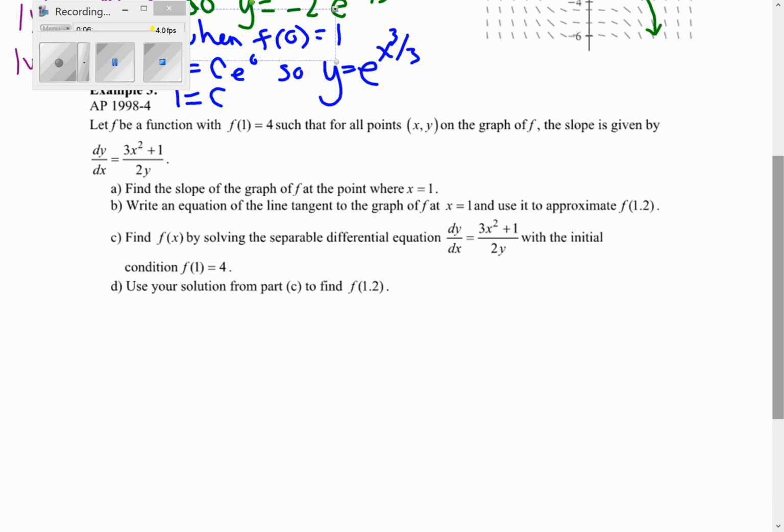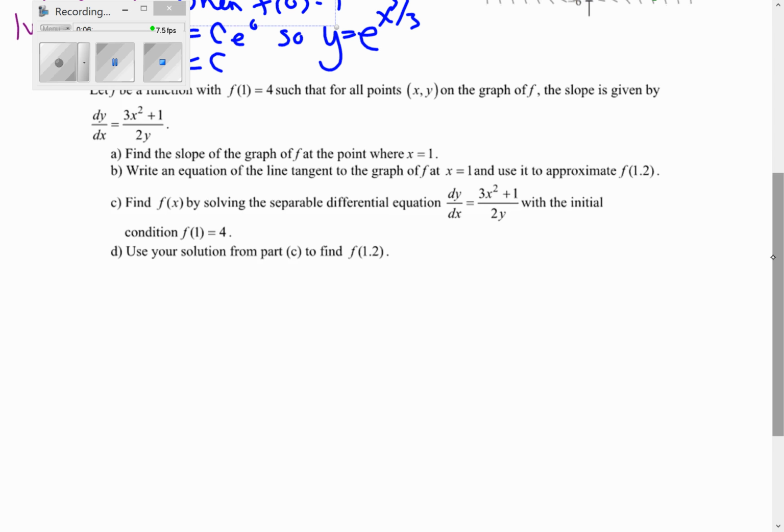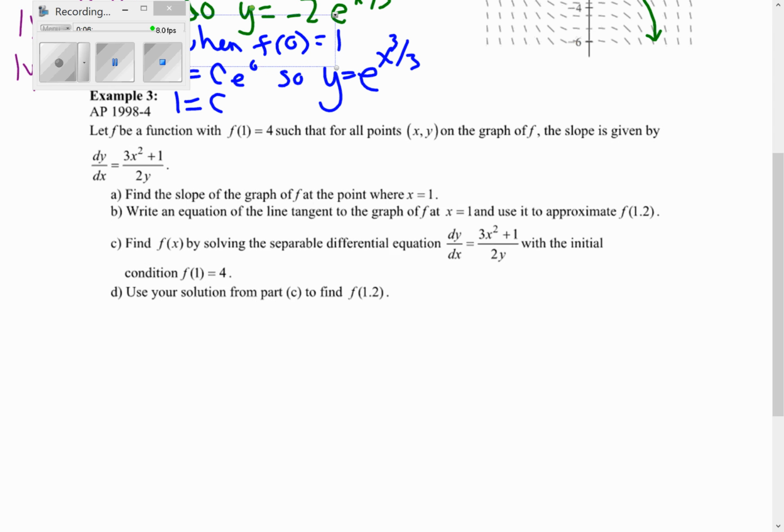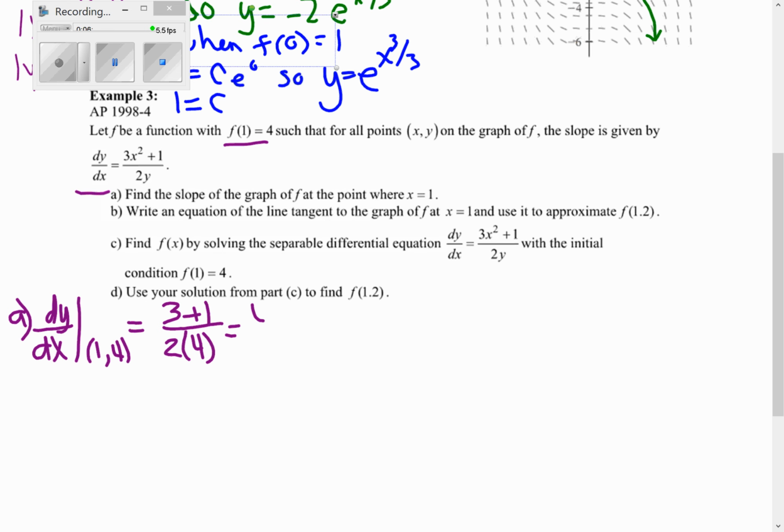Now this one was actually on an AP exam, so we'll follow this and see what we can do. The first thing: find the slope of the graph at the point where x equals 1. Notice that we have more than just an x, we have an x and a y. But they gave us that point. So for part A, you should show what you're doing. You plug in the point (1, 4): 3 times 1 plus 1 over 2 times 4, it's 4 over 8, or 1/2. First part done.